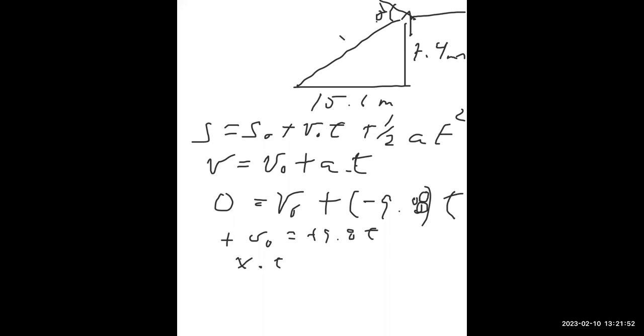let's see where I wrote my notes. Here we go. We rearrange this equation. We know what our x is. We know what our distance is. So if we rearrange our equation, we'll come out with something that looks like this. Zero equals x t over a, which is 9.8.